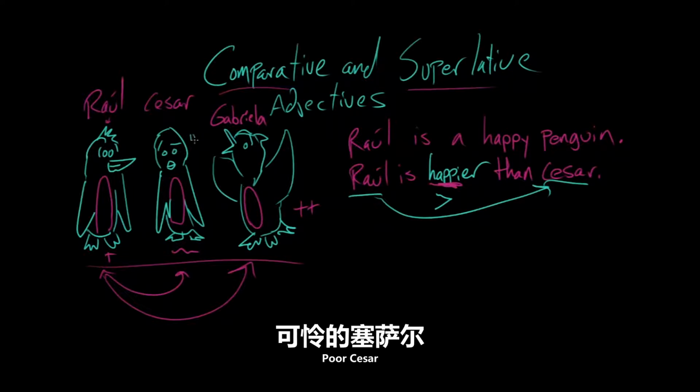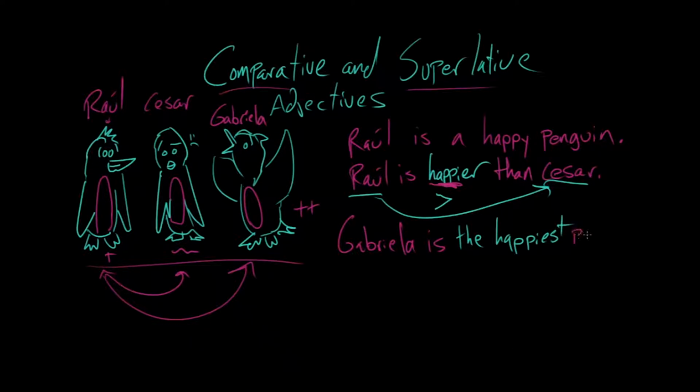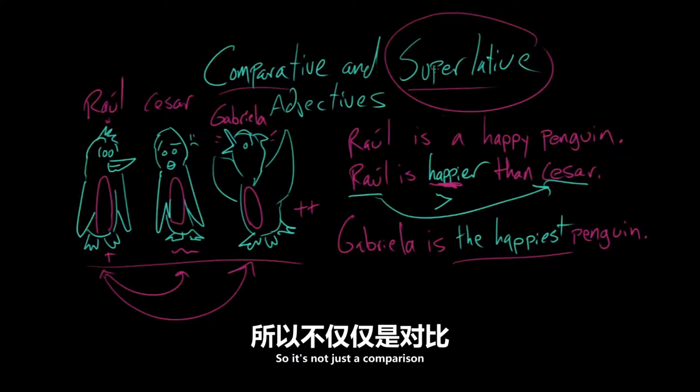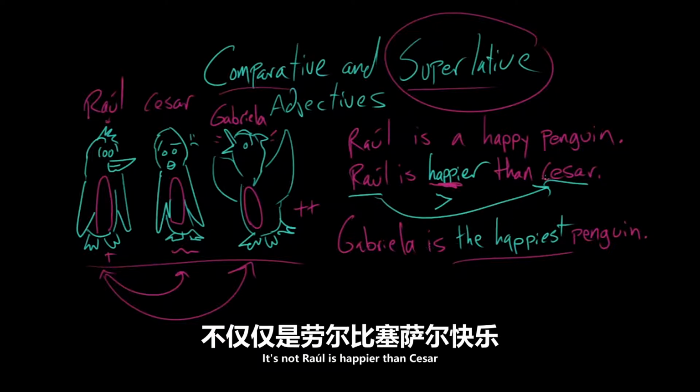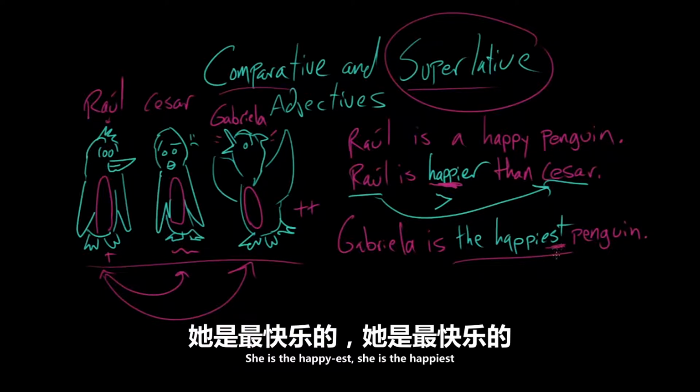Poor Cesar. However, Gabriela is the happiest penguin. Ta-da! The happiest is something that we call superlative in English. So it's not just a comparison, right? It's not Raoul is happier than Cesar. Gabriela is happier than all the other penguins. She is the happiest.